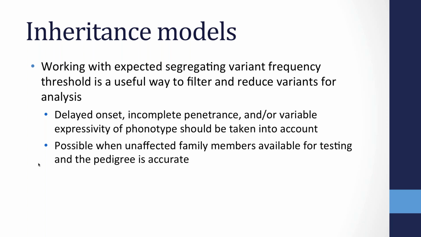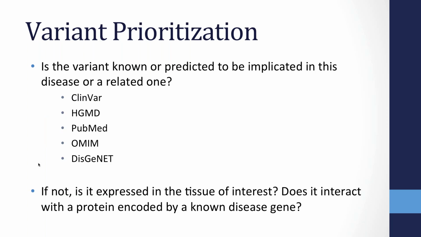But there are tools that really do perform filtering based on a pedigree and on a specified inheritance model. So if you're saying we expect this disease to be autosomal dominant, autosomal recessive, X-linked recessive, or what have you, based on the pedigree itself, then there are tools that can actually perform that filtering based on that information primarily.